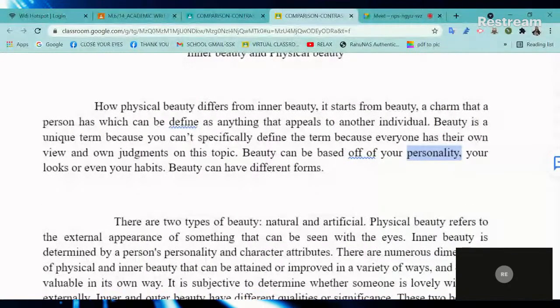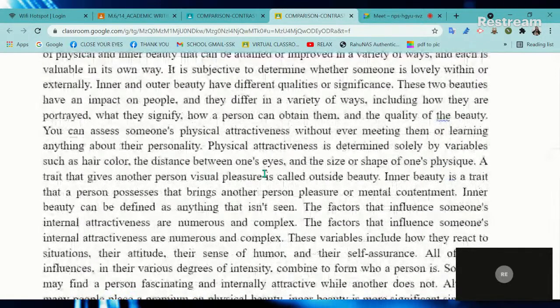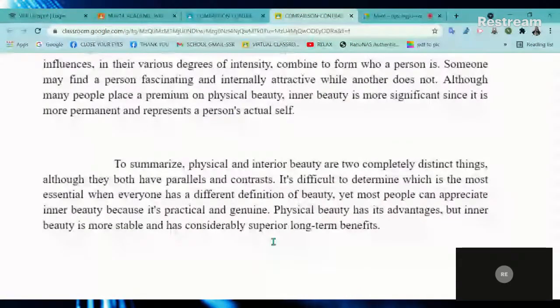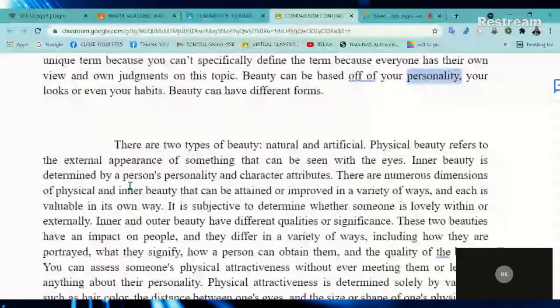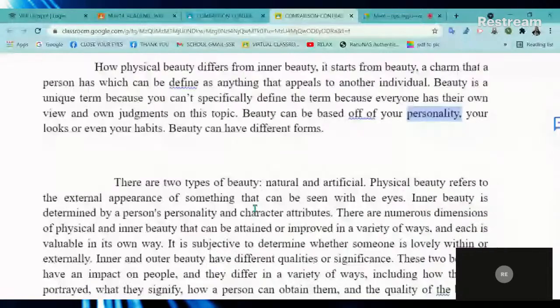Did you use only one body paragraph? This first is introduction, right? Yes. How do you call this? Conclusion. And how about this one? Body. How many body did you write? One. Right. So do you understand? Yes, now I understand.